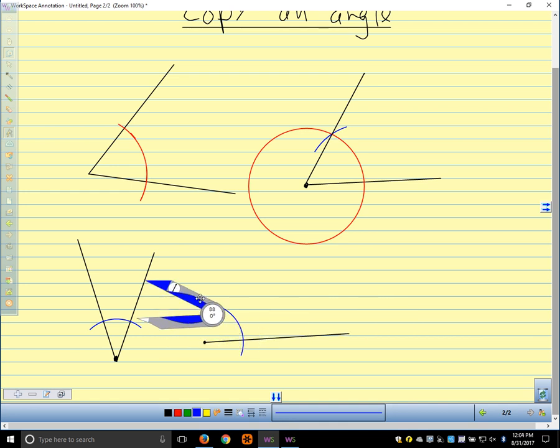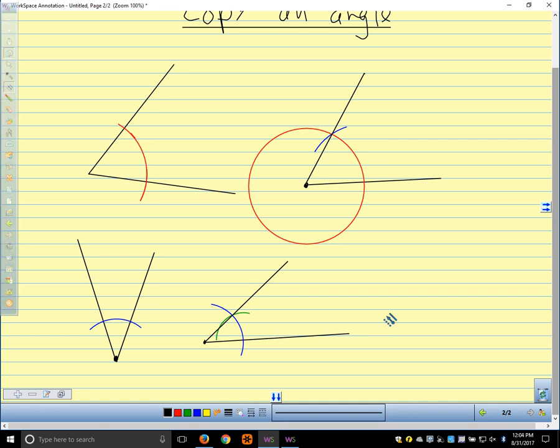Now I'm going to take my compass, put the sharp point where the arc crosses a ray of the angle I want to copy, and put the other end on the point where the arc crosses the other ray. Move my compass over to where I'm copying, put the sharp point on where the arc crosses the ray, and make a mark. Where those two arcs cross, I connect the vertex to that point, like so, and there's my new angle.